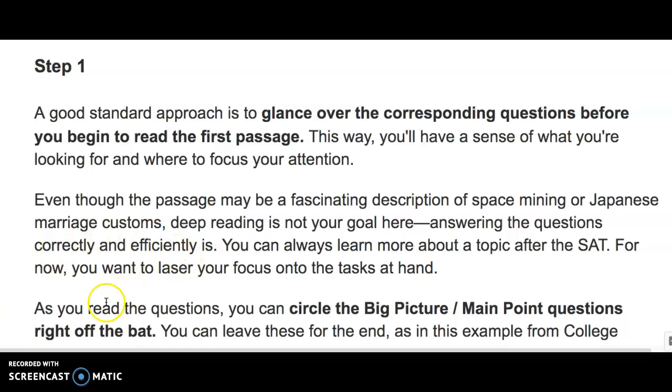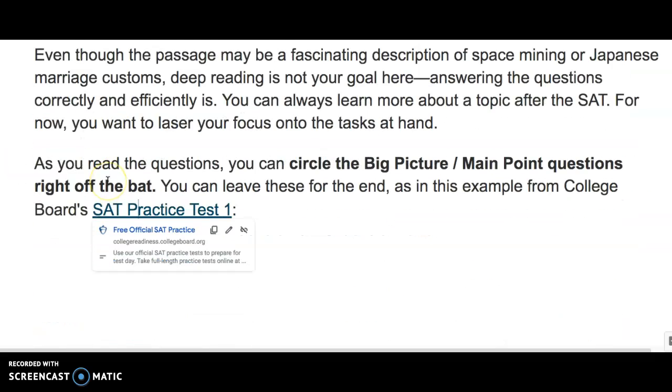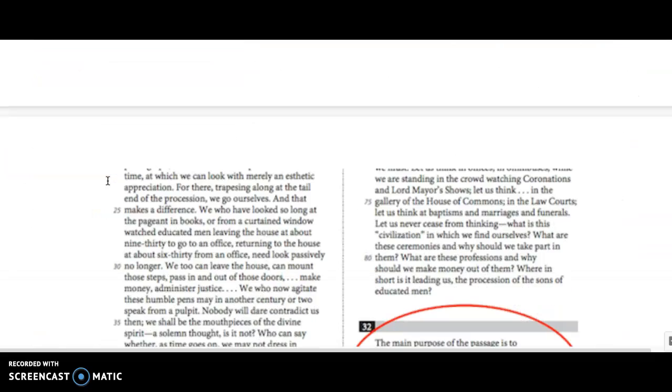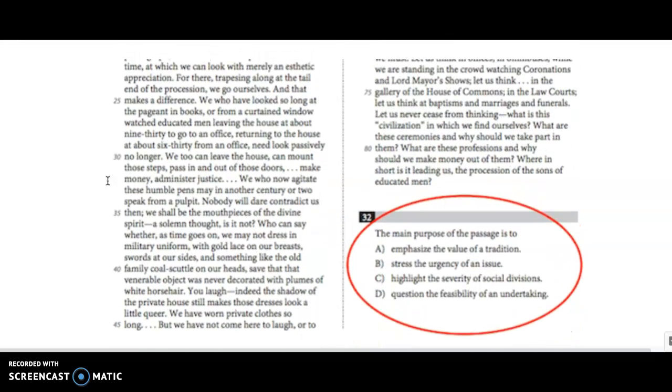As you read the questions, you can circle big picture main idea questions right off the bat, so that way you're able to know what you're looking for. Here's just an example of one. So obviously the main purpose of the passage is 2. You know that's going to be a main idea question.